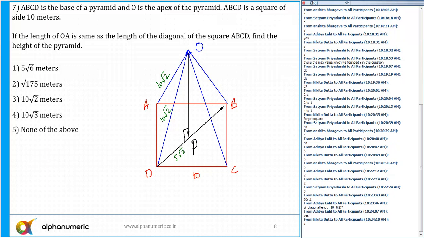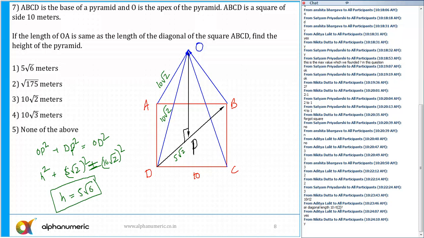So I can say OP square plus DP square is equal to OD square. So just substitute the value. OP is nothing but the height of the pyramid. So height square plus DP, which is 5 root 2 whole square, is equal to 10 root 2 whole square. So from here, H comes out to be 5 root 6, which is option number 1.